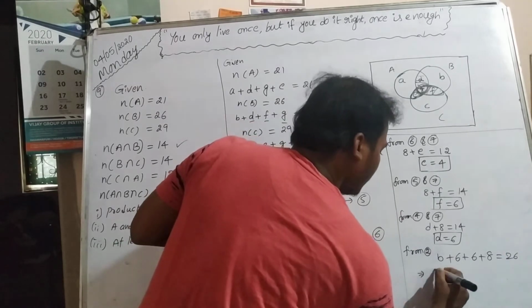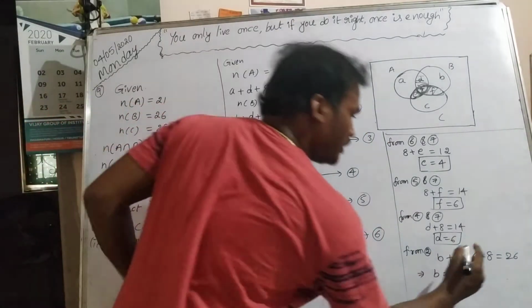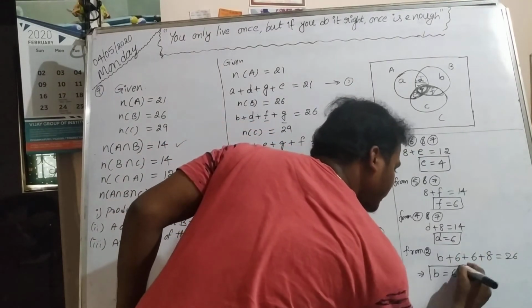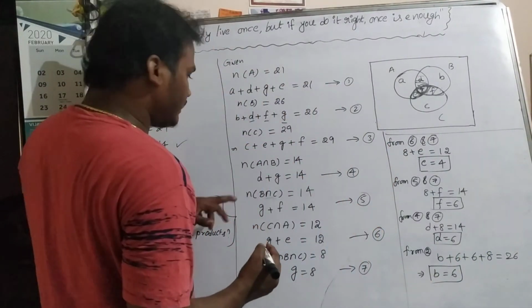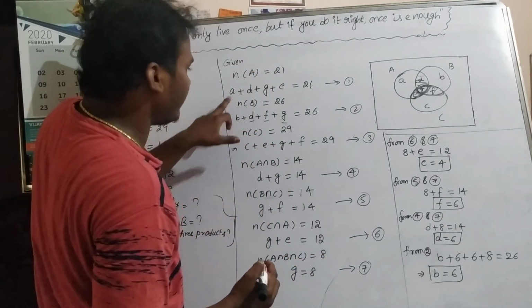Now I can find the B value. B is equal to 26 minus 6 plus 6, 12, plus 8, 20. So B is 6, I found. Okay, B is 6. Now I can find the others. Now I can find A, and I can find C also.